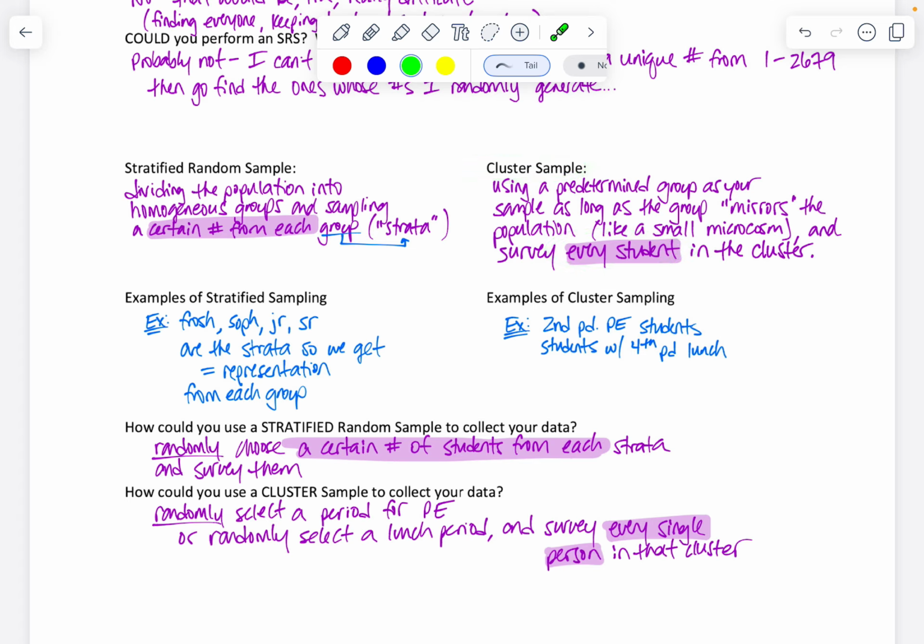Okay, so I do have the words randomly down here because for stratified and cluster, there is randomization present, but it's different for each one. You randomly choose the number of students that you're selecting, so like 10 freshmen, 10 sophomores, 10 juniors, 10 seniors, whatever. For a cluster sample, you randomly select the cluster or a couple clusters. And then again, remember, everybody gets that survey.